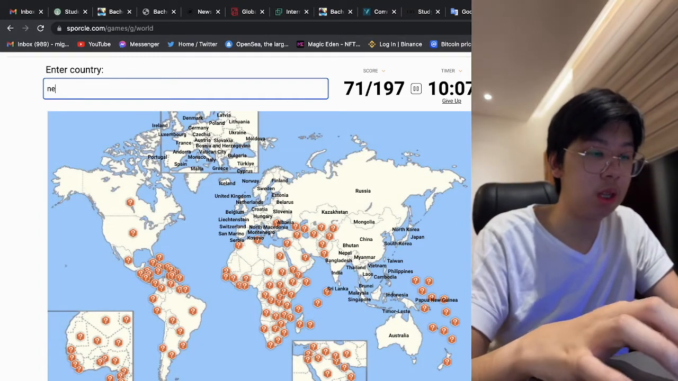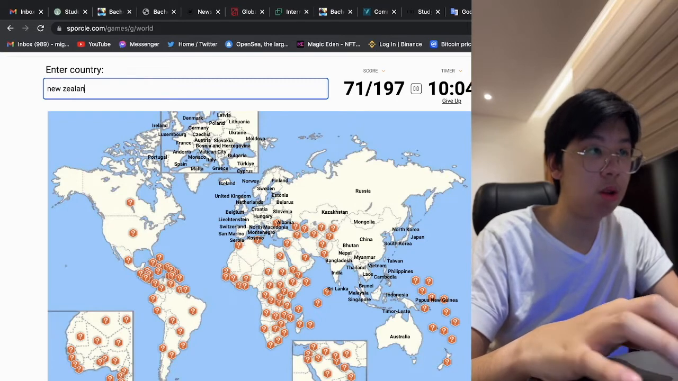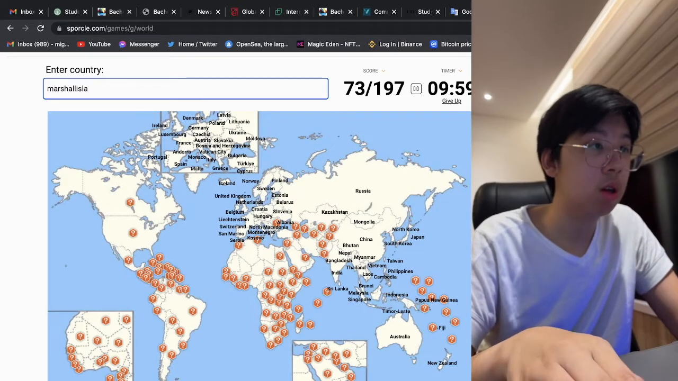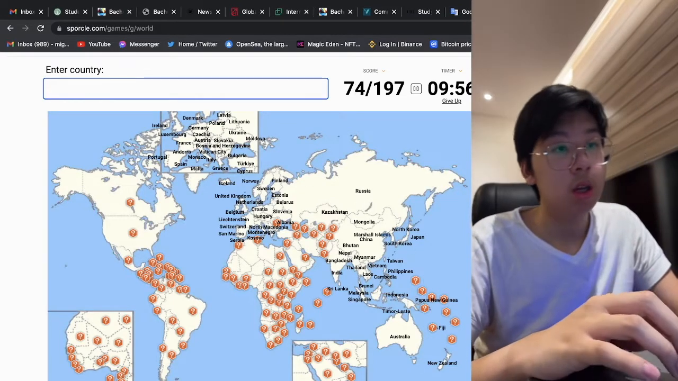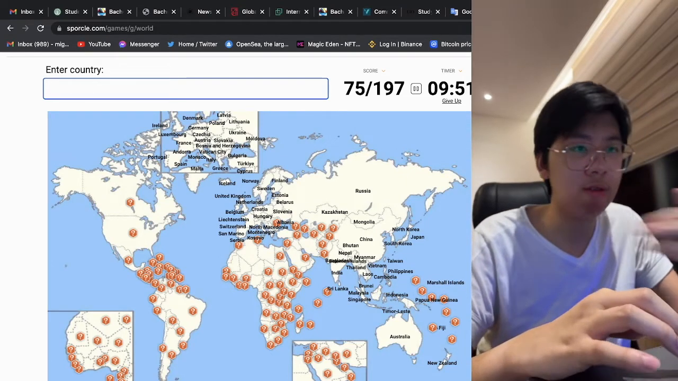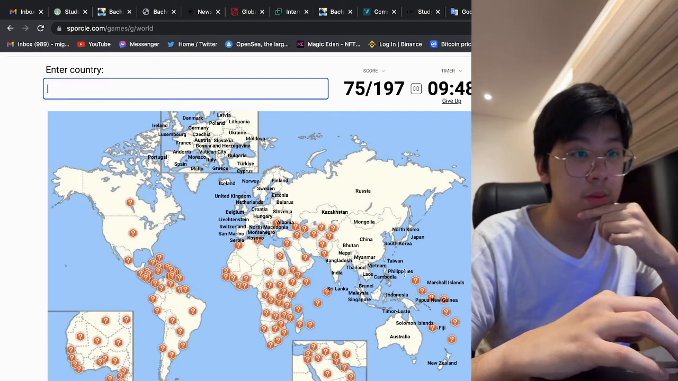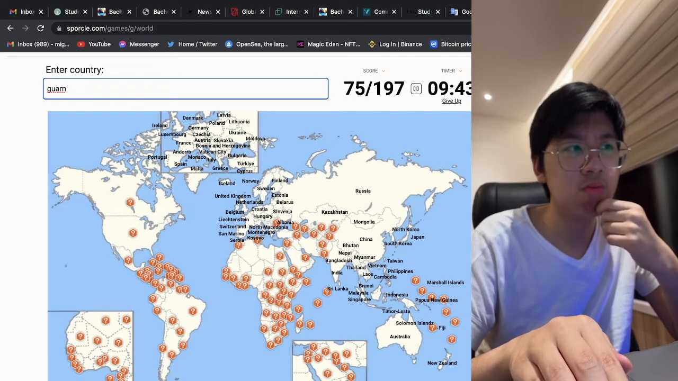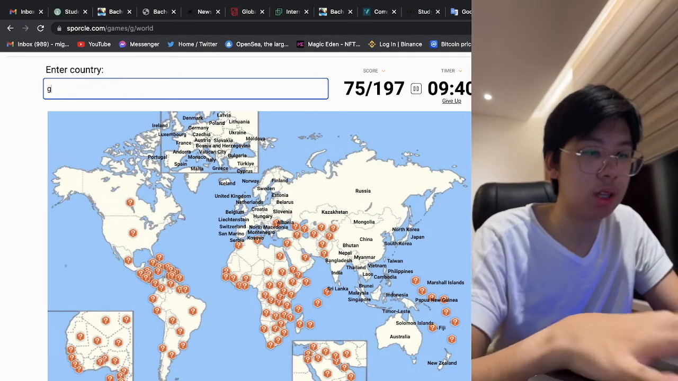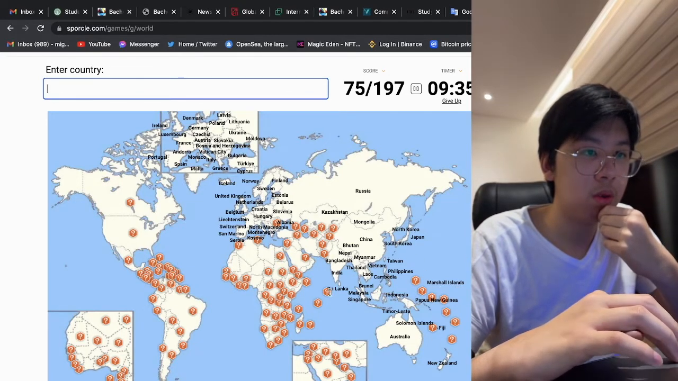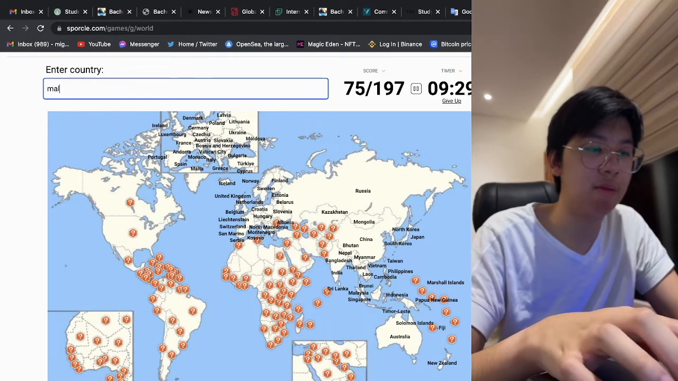Australia, New Zealand. I know Fiji, Marshall Islands. God damn, I can't spell. What else? Solomon Islands? Is that even a country? I've heard of it. Okay, it is. Is Guam a country? No, Guam is part of the States. Is it? Yeah, it is. So, bottom left of Sri Lanka is Maldives.